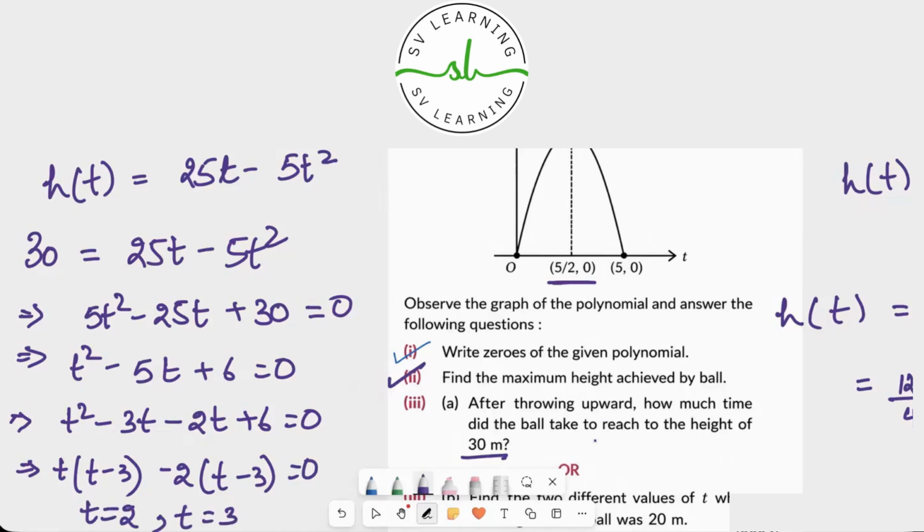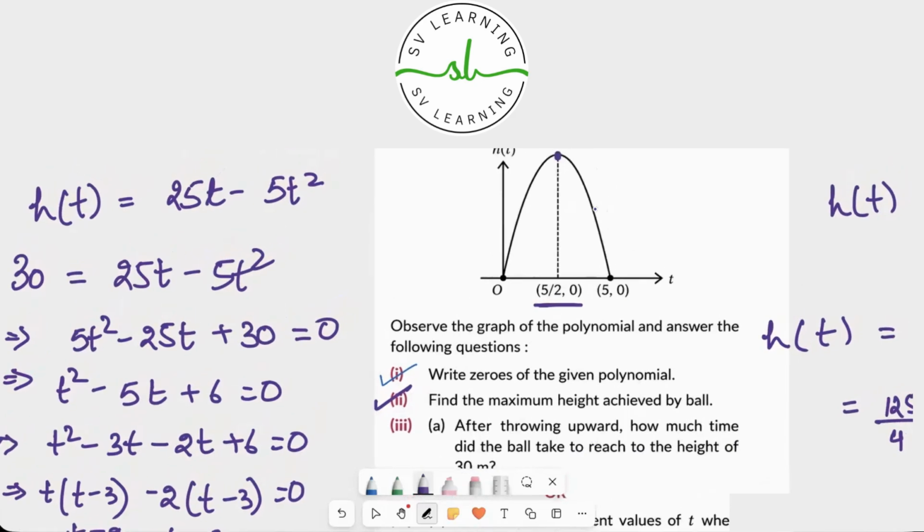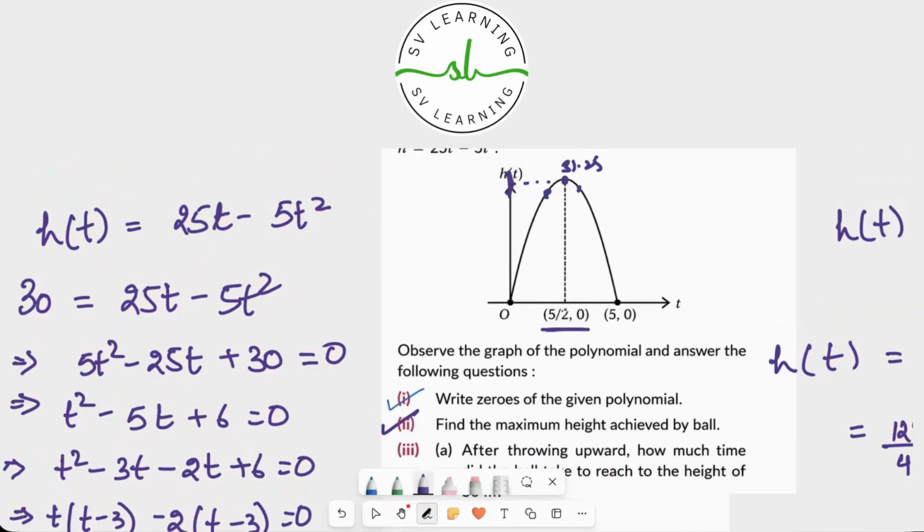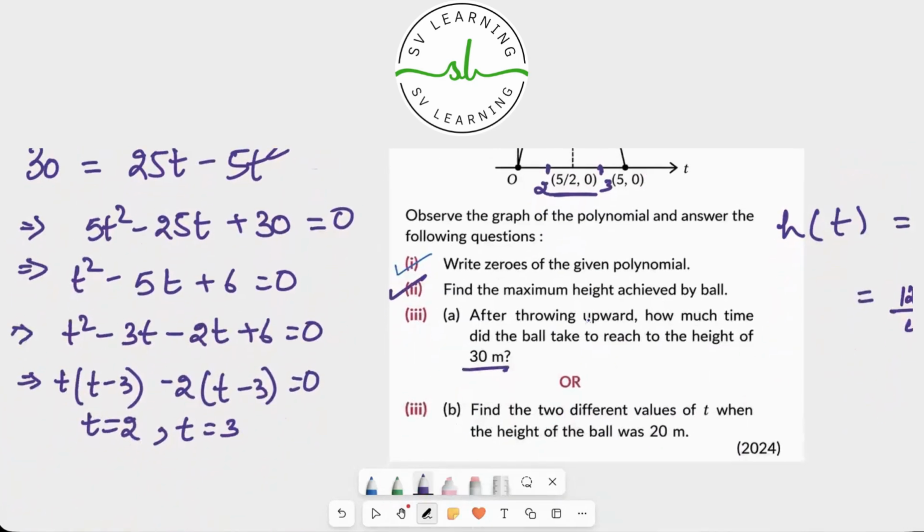So basically to reach a height of 30 meters, so this was already 31.25, right? If you analyze this, let's say 30 is somewhere here. So basically you can see, right? One time going up, one time coming down. So at two values of t, it will be at 30. So let's say at t equal to 2, at t equal to 3.